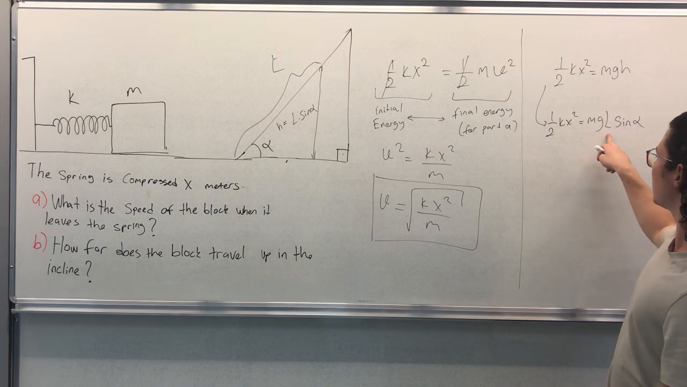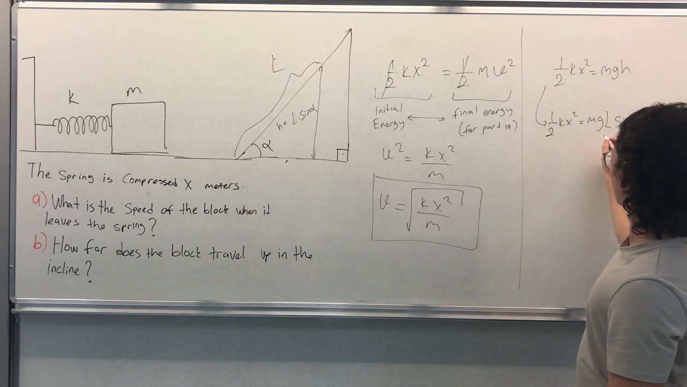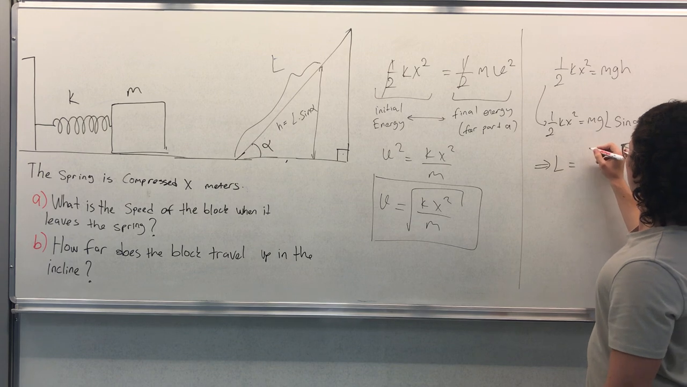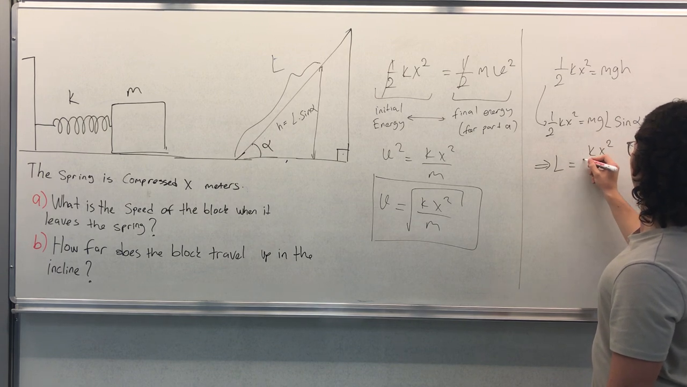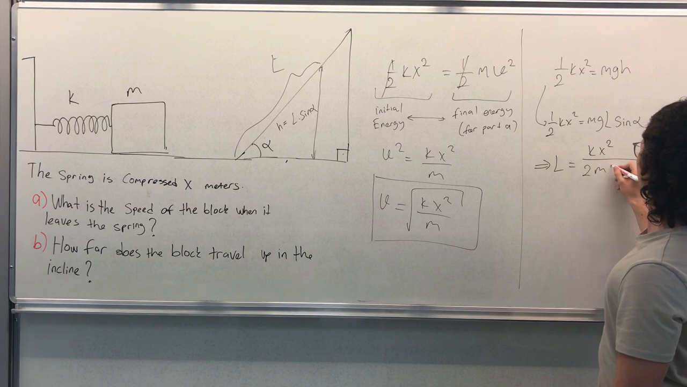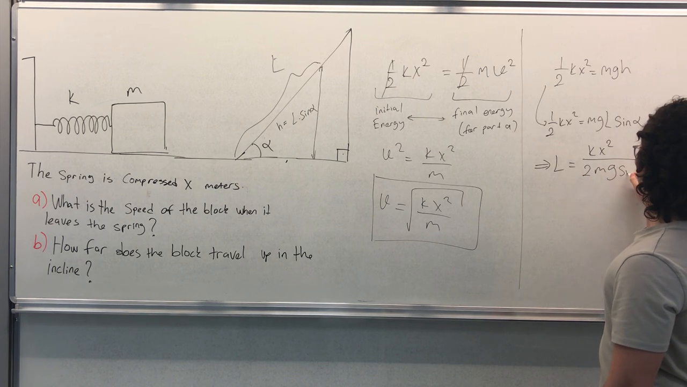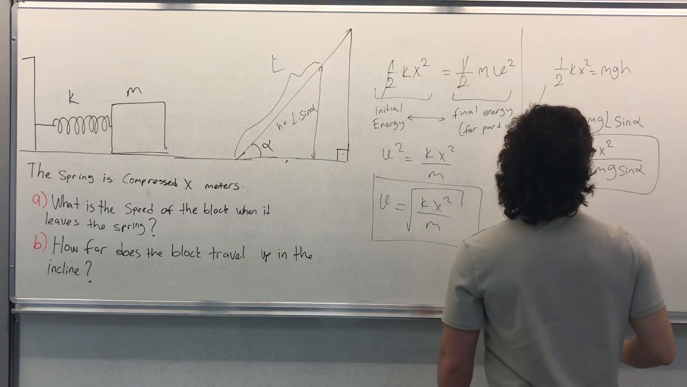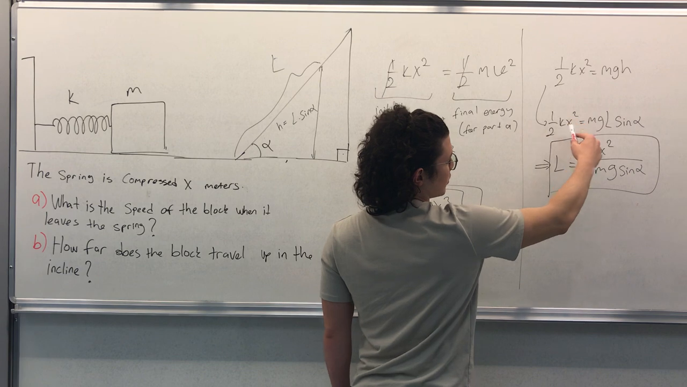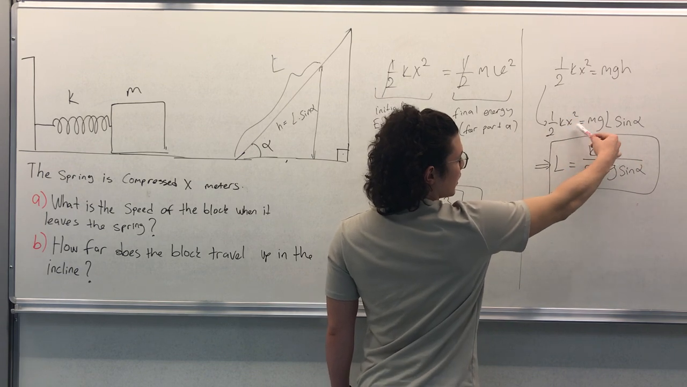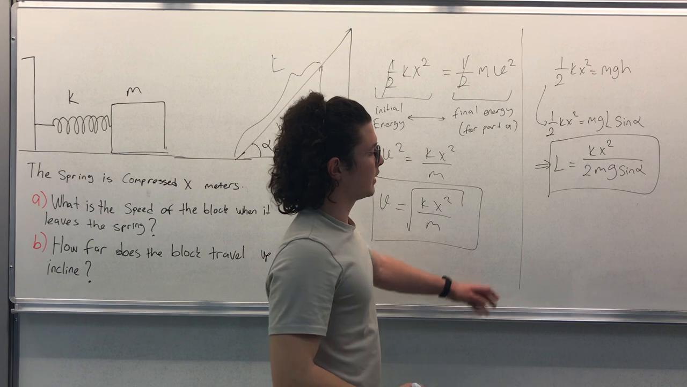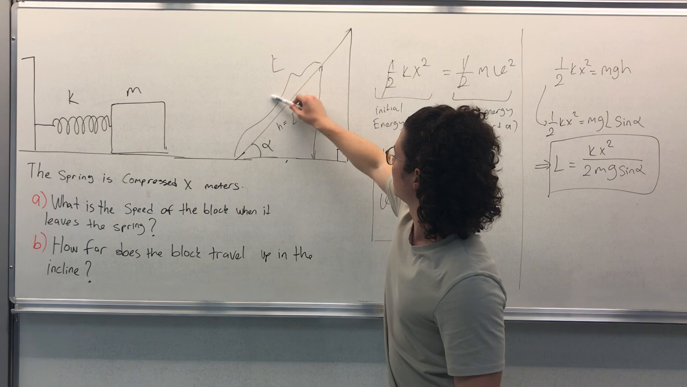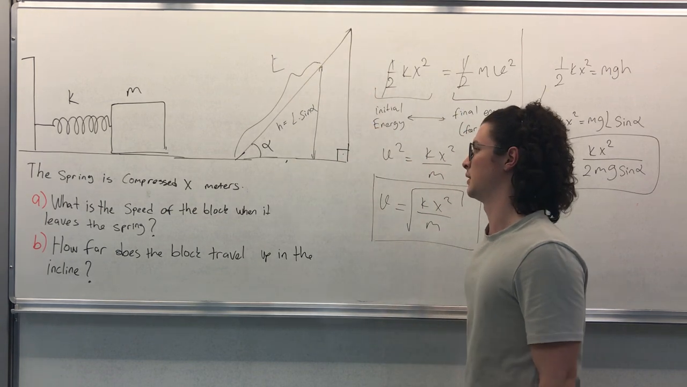Now we can find L. L is equal to k x squared over 2 m g sine alpha. Let's check. L is equal to 1/2 k x squared over m g sine alpha. Yes. This is our final answer for the distance it travels up the incline.